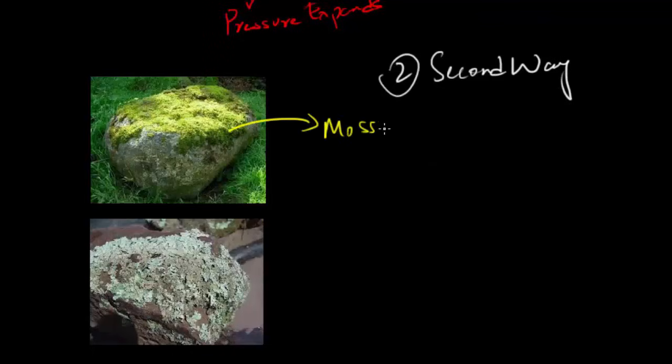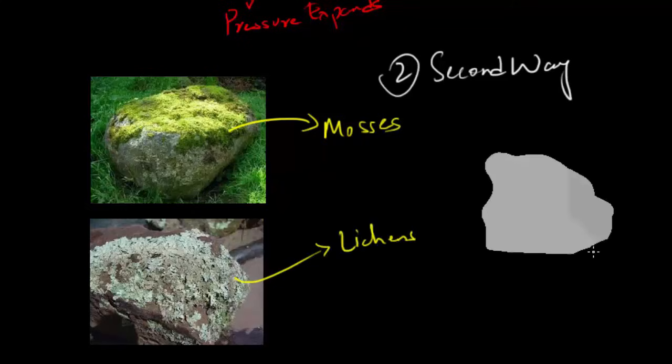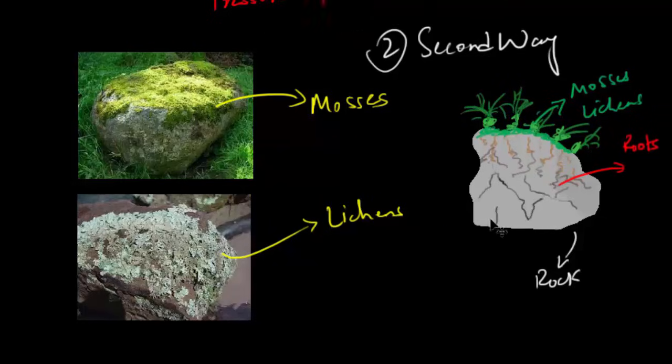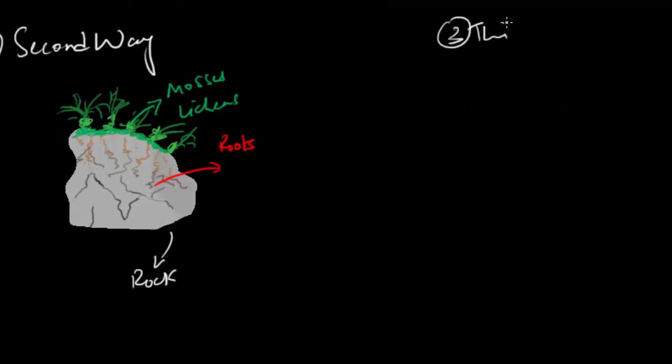Another way rocks crack is due to the actions of plants and animals. Some plants like mosses and lichens are capable of growing without soil on bare rock. While growing, their roots penetrate into the rocks by creating pores, and when mosses and lichens grow into grasses and ferns, then later on it grows into bushes and trees. This causes rocks to split apart as the roots force their way down through the rocks. The same mechanism as how water splits the rock.